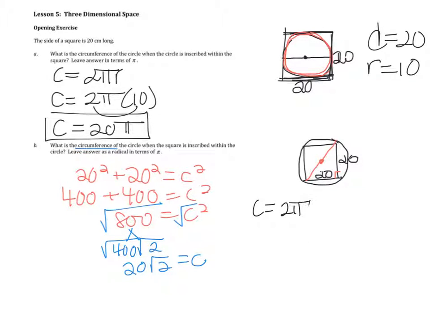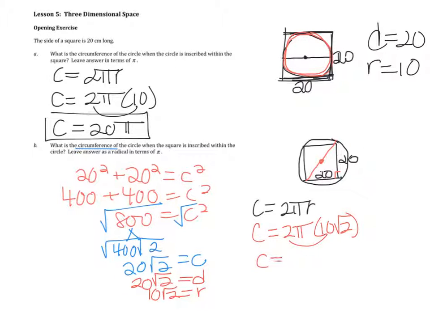That is 2 pi r. I know that the diameter, which was the length of the hypotenuse here, is 20 radical 2. So that means r is 1/2 of that, which is 10 radical 2. So 2 pi times 10 radical 2. We multiply these two numbers, and we get 20 radical 2 times pi as our circumference. So that is the length of the circle around the square.